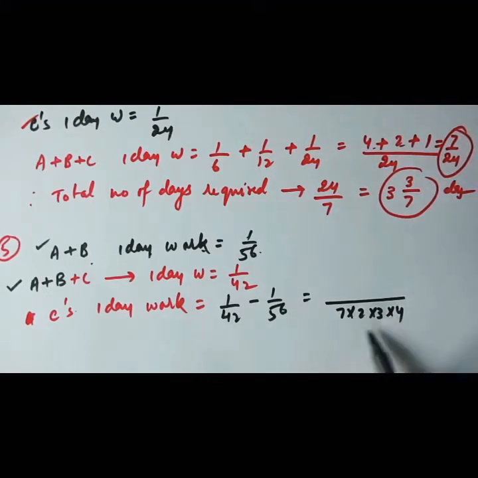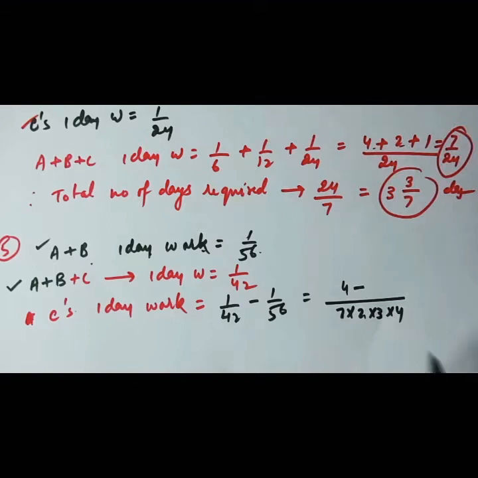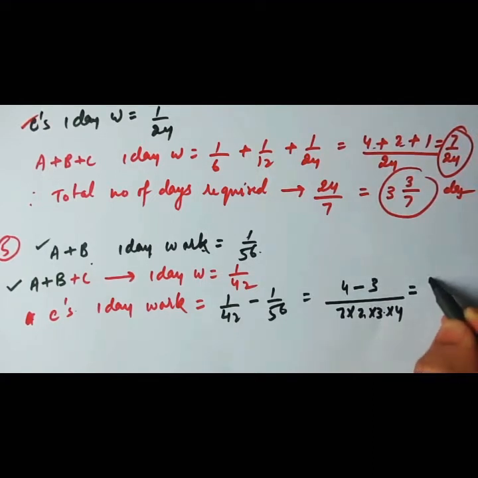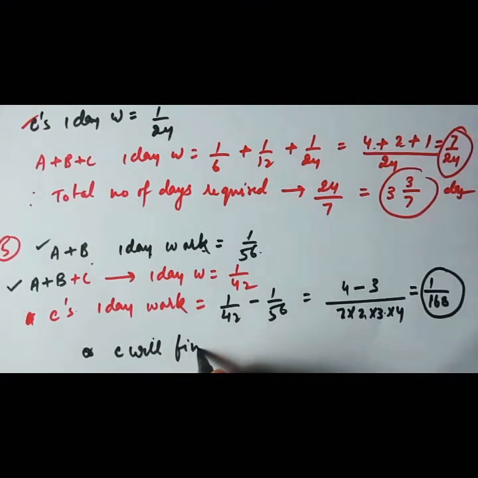42. Remove 42 from here. So 7 6s are 42. 7 2s are 14, 3s are 42. 4 remains. 56. So 7 how many times? 7 8s are 56. 7 and 4 2s are 8. 3 remains. 4 minus 3, which will give you how much? 1 by 7 times 2 times 3 times 4 is equal to how much? 168. So C's 1 day work is equal to 1 by 168.